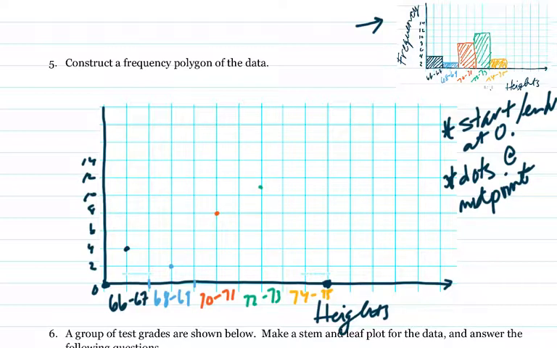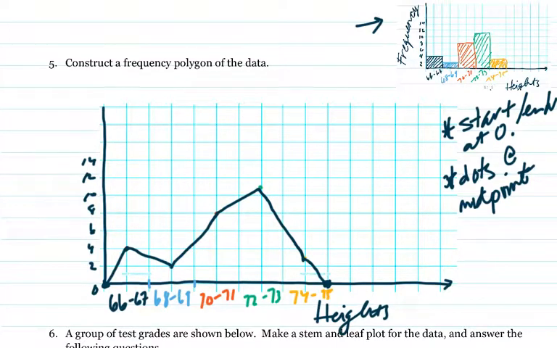And then we would put our last dot in the midpoint for the range 70 to 75, which was at 3. And then we just connect each of these dots. So starting from 0 on the left, we go up to 4, down to 2, up to 8, up to 11, down to 3, and down to 0. And this is our frequency polygon.